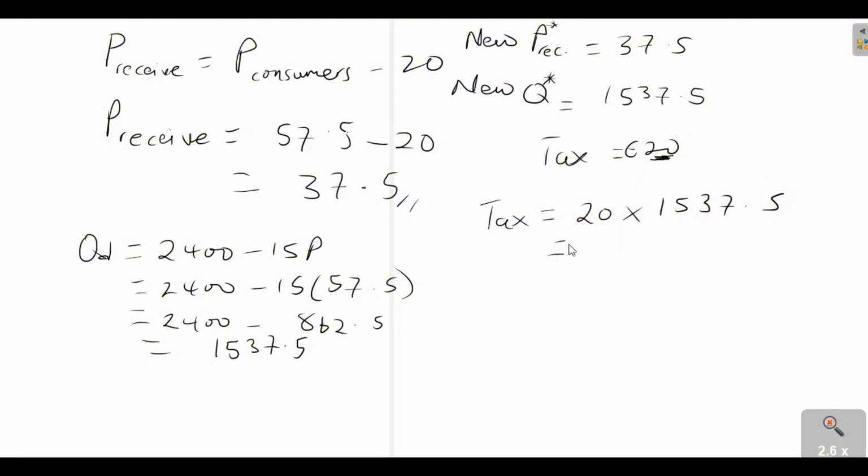So let me use my calculator. 20 times 1,537.5 is going to be 30,750 euros. So this will be the tax revenue. You just multiply the tax amount by the equilibrium quantity, the new equilibrium quantity, to be precise.